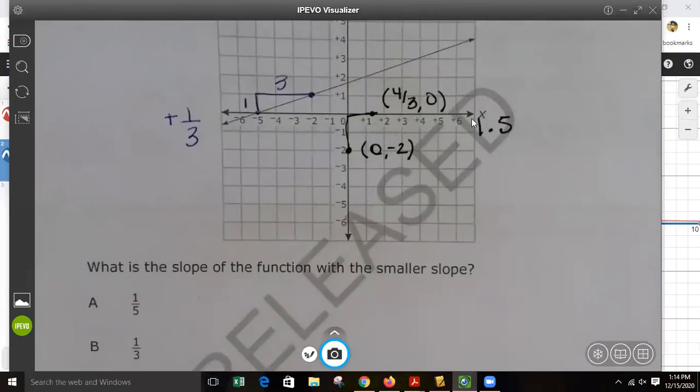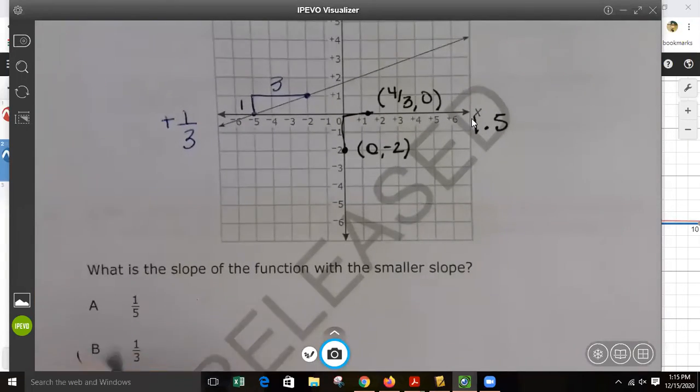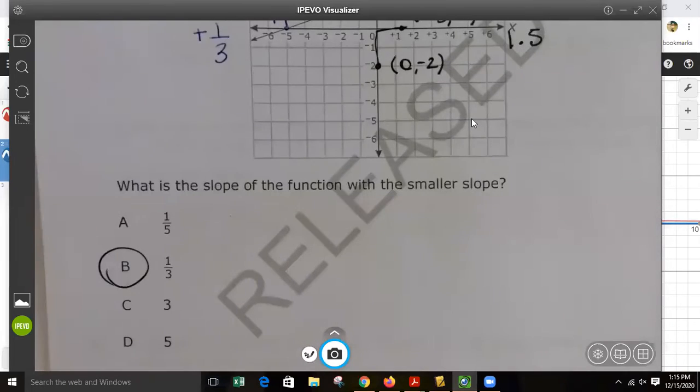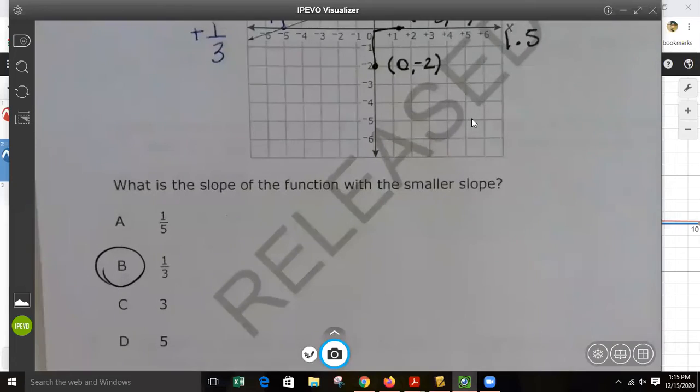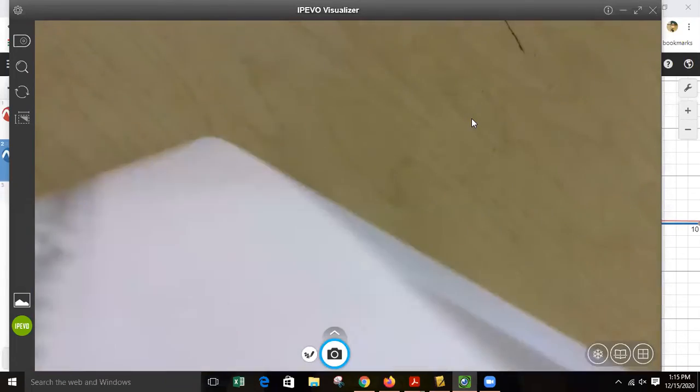So which one is the smallest? 1/3 or 1.5? Yeah, if you look, 1.5 is not even an option. Okay. Let's keep looking.